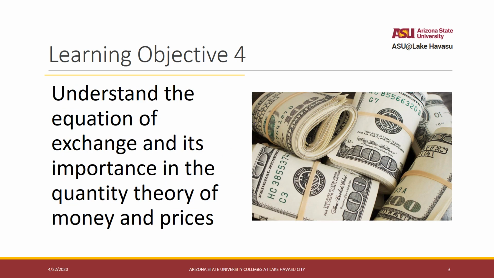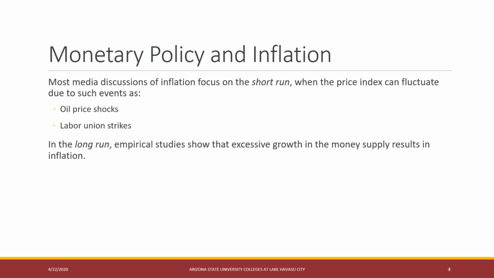Our fourth learning objective is to understand the equation of exchange and its importance in the quantity theory of money and prices. Most media discussions of inflation focus on the short run, when the price index can fluctuate due to several events like oil price shocks, labor union strikes, discoveries of large amount of natural resources. In the long run, however, empirical study shows that excessive growth in the money supply results in inflation.